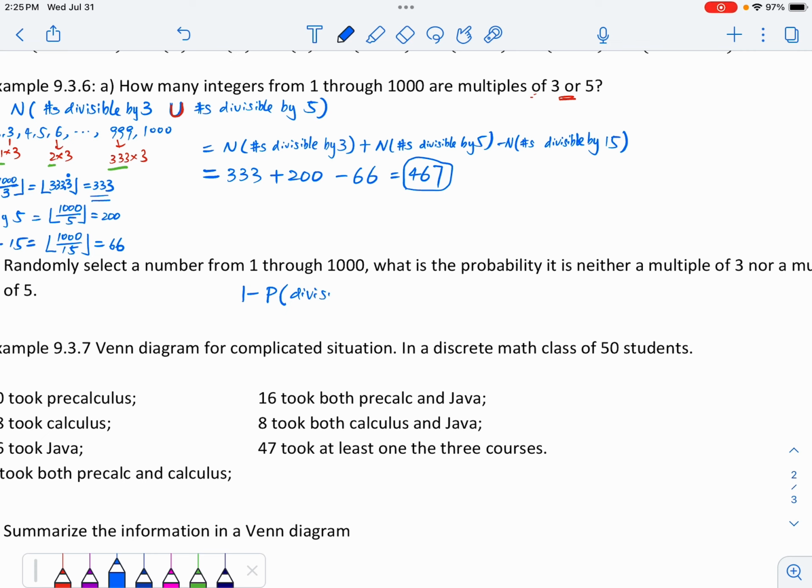divisible by 3 or 5, right? So therefore, it's going to be 1 minus. And the chance of a randomly selected number that's divisible by 3 or 5, it's 467 over how many numbers? From 1 to 1,000, that's 1,000 numbers. So therefore, this is equal to 533 over 1,000. So that's the probability.